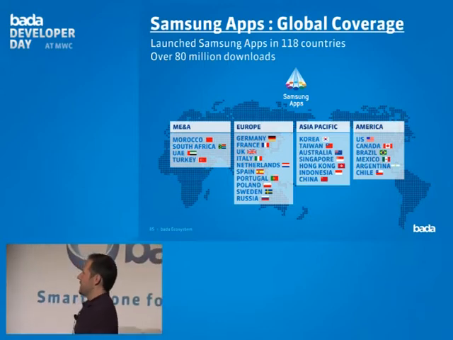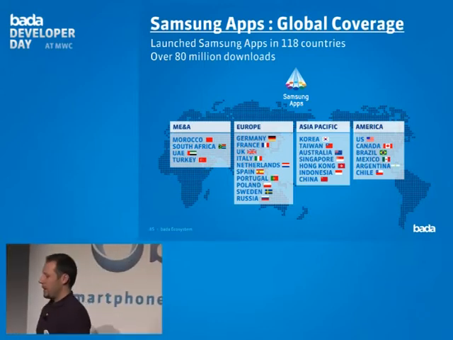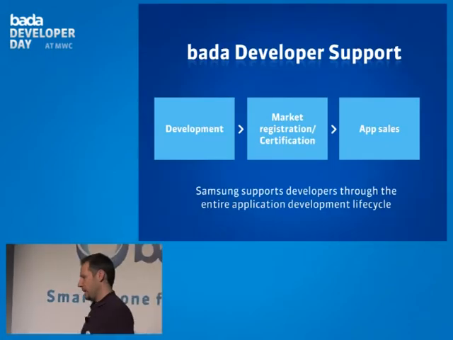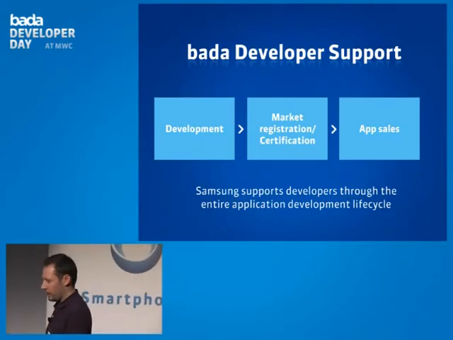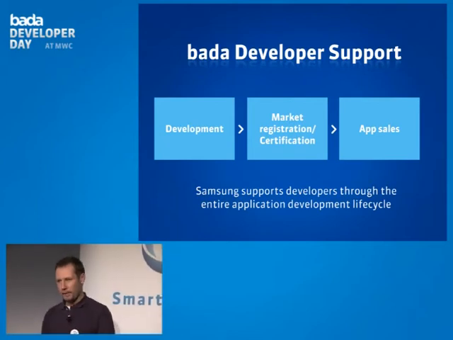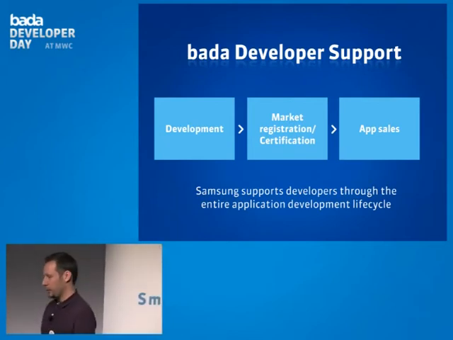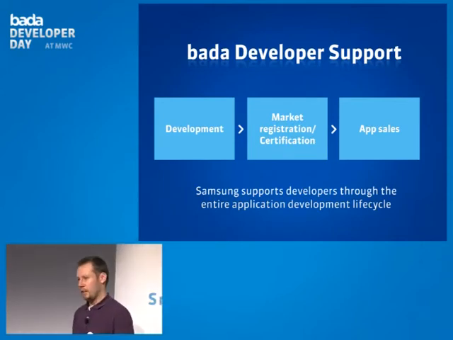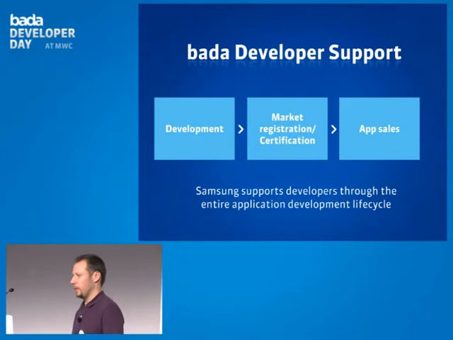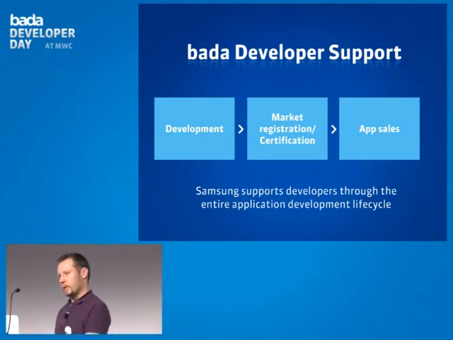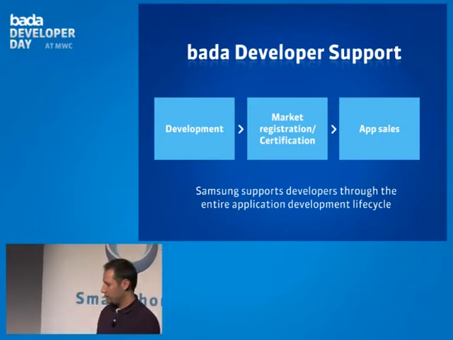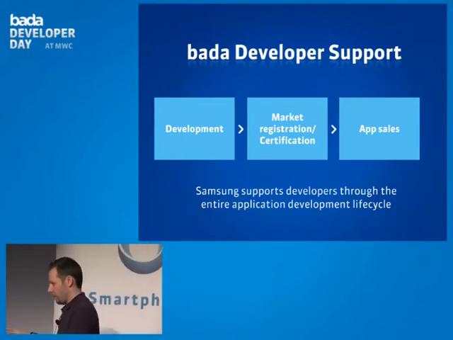Okay. Right. So what is the bada developer support all about? Basically, we differentiate that into 3 different stages. The first one is support during development. The second one is support during market registration and certification, which is basically the quality assurance mechanisms built into bada. And the third one is application sales. So now let's go into some details regarding each of these 3 stages.